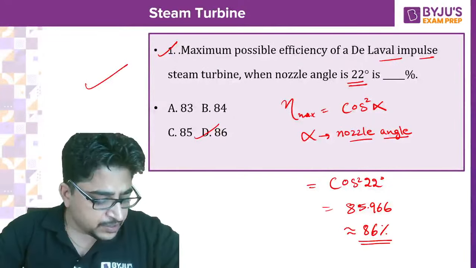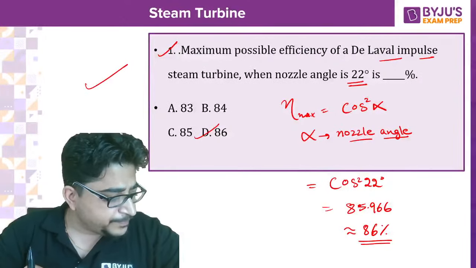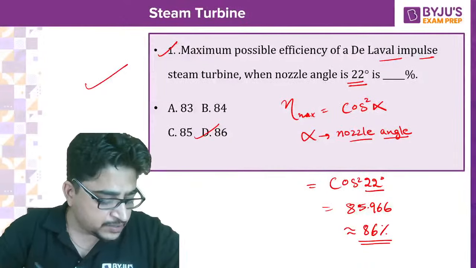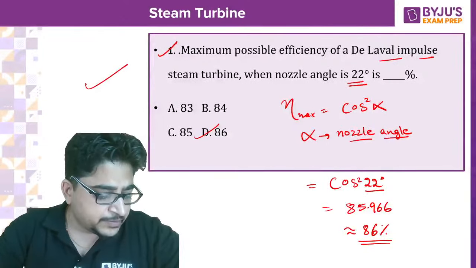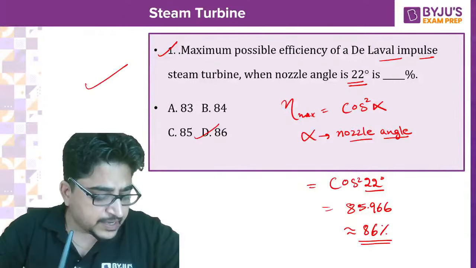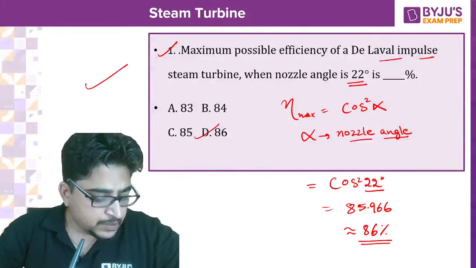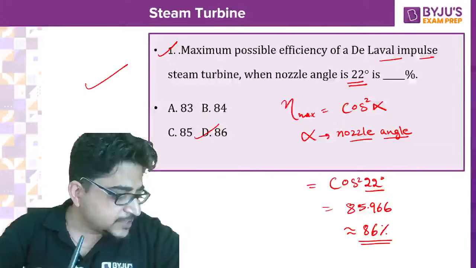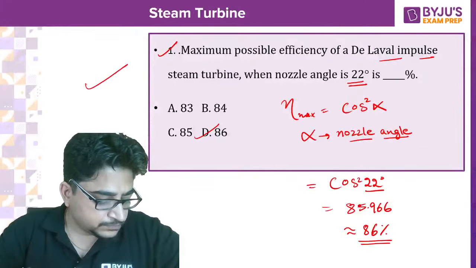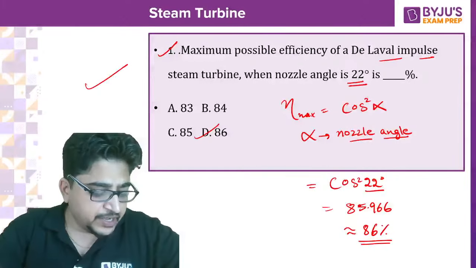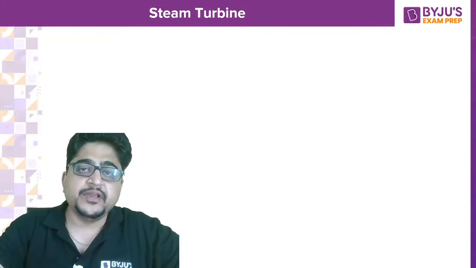How is B coming? Cos square 22 degree, so how will B come? Can you tell me what the exact answer is? Right, so the correct answer is option number D. I don't know why you people are getting the B answer.